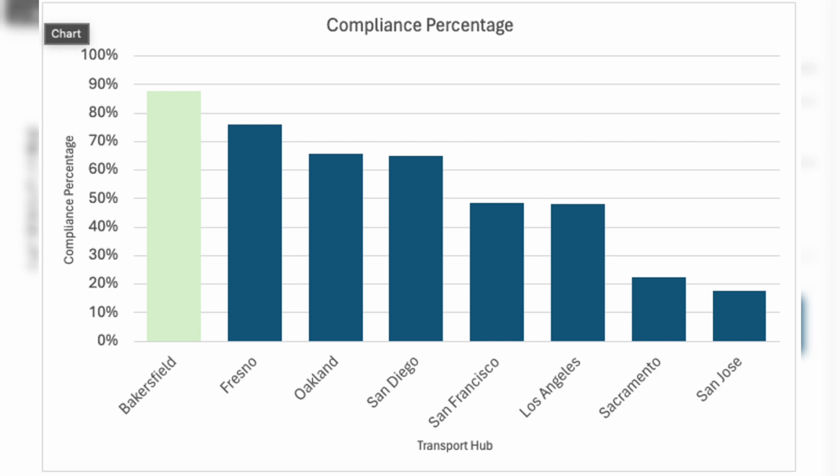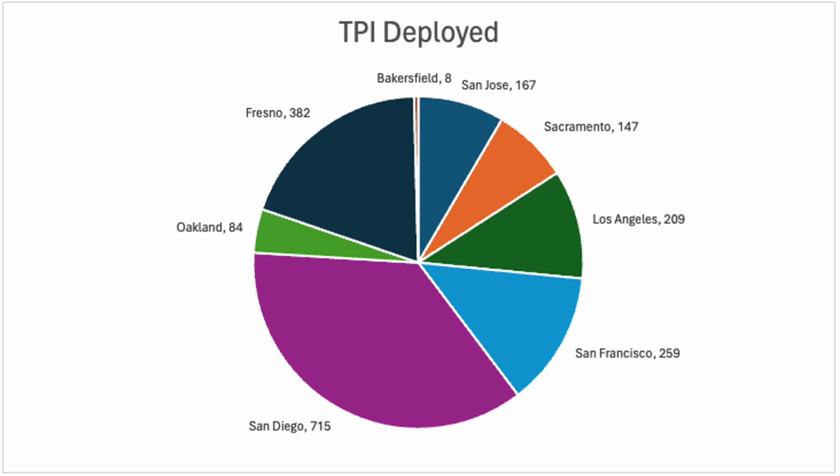Bar chart for compliance percentage by city. A bar chart with cities on the x-axis and compliance rates on the y-axis, sorted from highest to lowest. Cities exceeding 80% compliance will be highlighted in a distinct color. Pie chart for total TPI deployment distribution among cities. This chart will visualize the distribution of TPI deployments, pinpointing cities with the highest volumes.